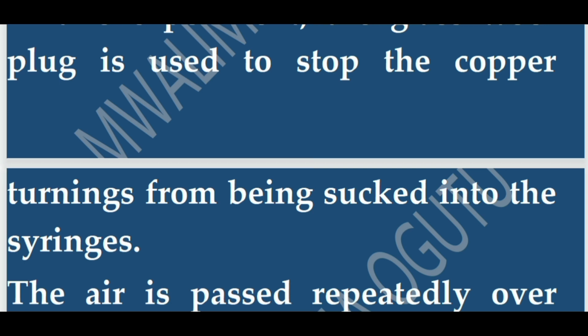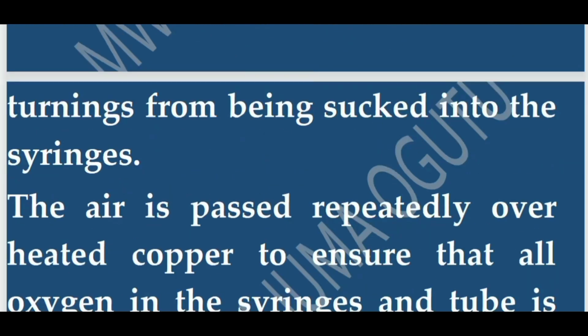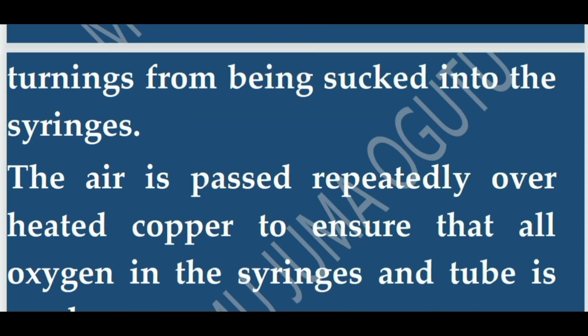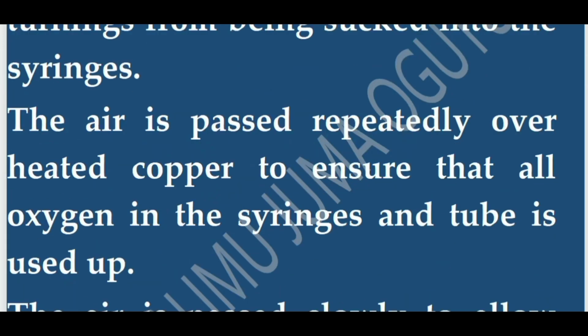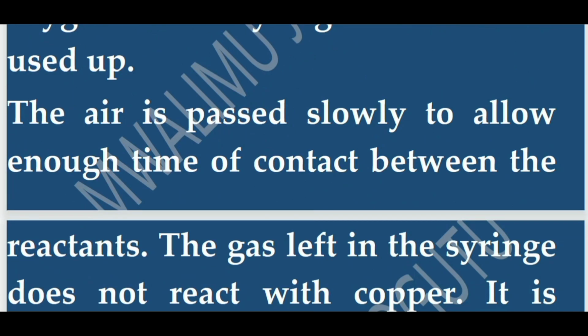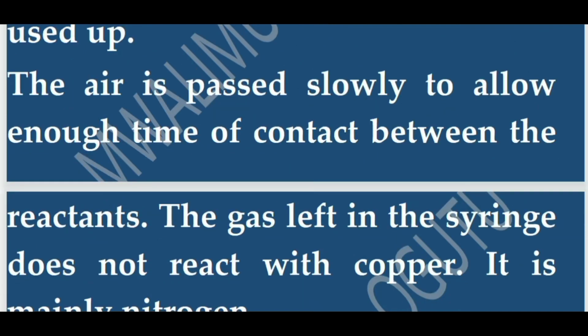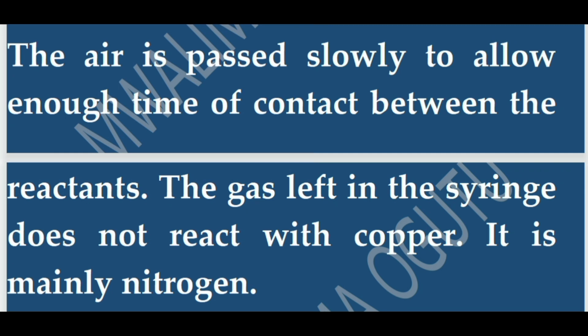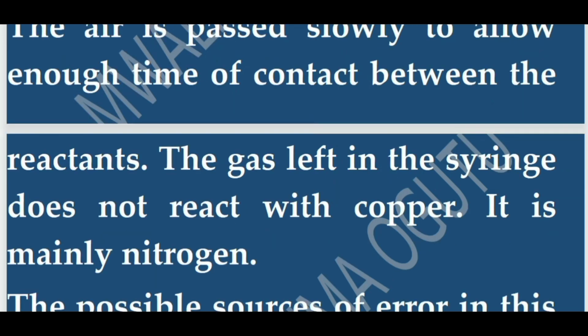We are doing this repeatedly, so this prevents the copper turnings from being sucked into the syringes. The air is passed repeatedly over heated copper to ensure that all oxygen in the syringes and in the tube is used up. The air is passed slowly to allow enough time of contact between the reactants. So the gas left in the syringes does not react with copper. It is mainly nitrogen, because the highest percentage of air is made up of nitrogen, almost 78%.